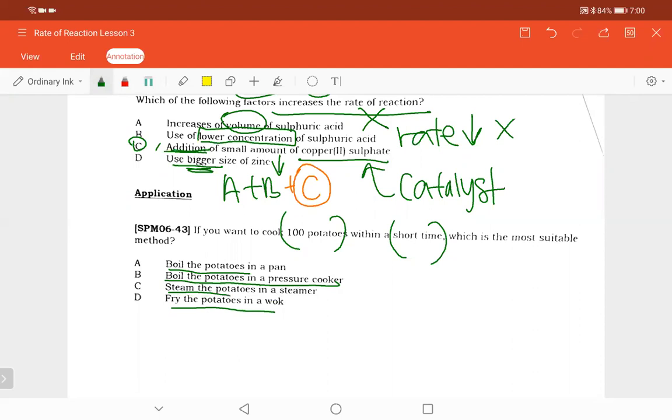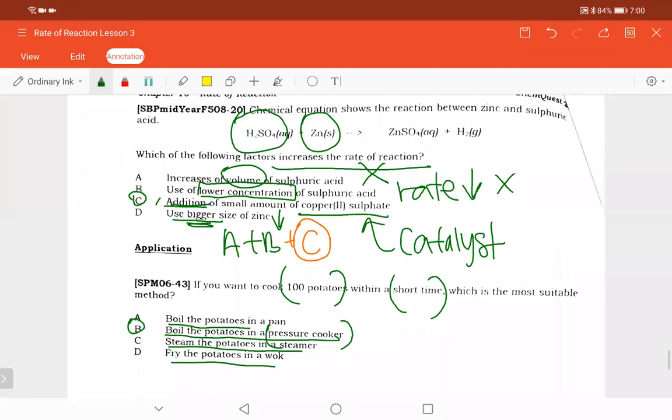So the fastest way for the cooking is pressure cooker. Pressure cooker can speed up the cooking process, so that we can settle the whole cooking in a short time. So B. All right. So guys, that's all.